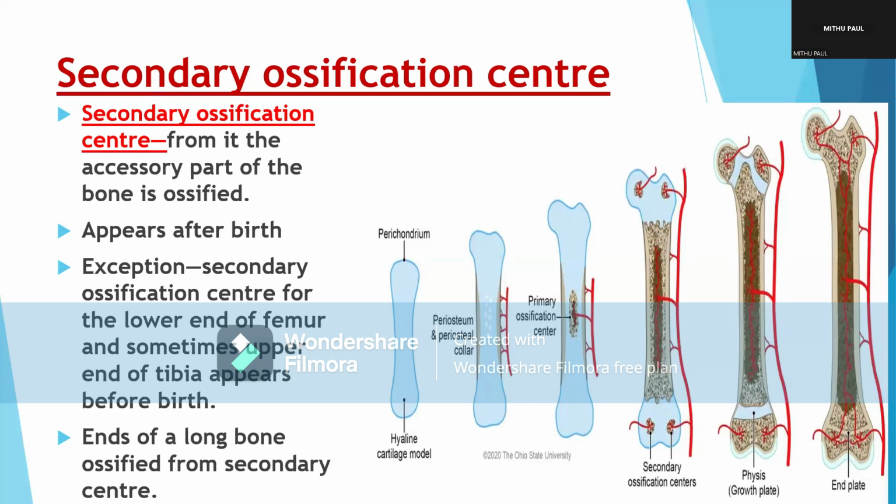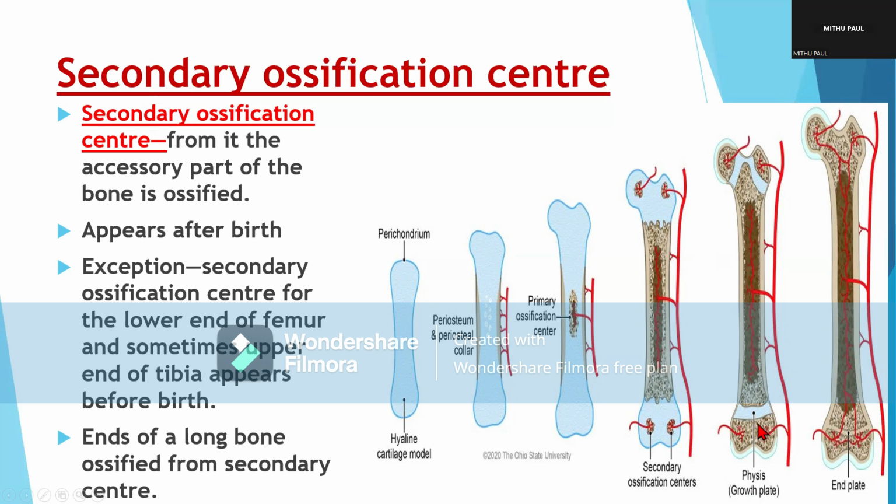Coming to the secondary ossification centers, as I have said, these are the additional centers mainly at the ends of the long bones from where the additional parts of the bones develop. And these ossification centers appear after birth. There is also an exception to this. If you see the ossification center at the lower end of the, this is a model of the developing femur.